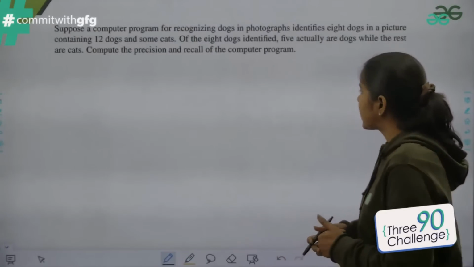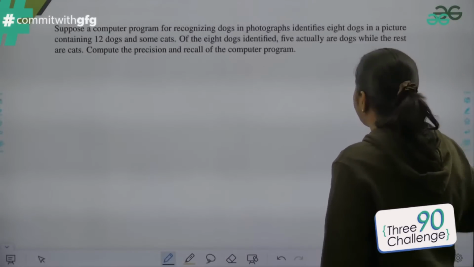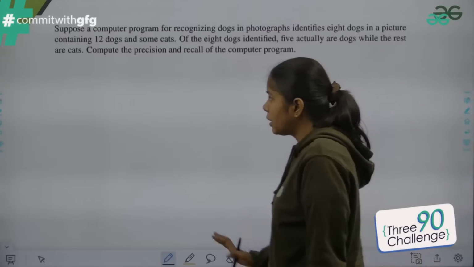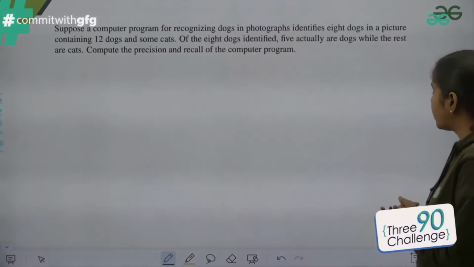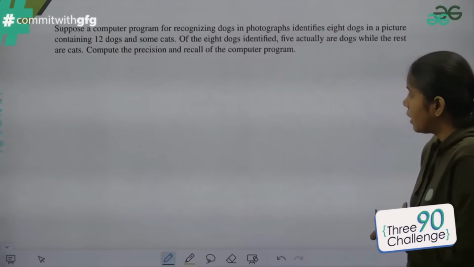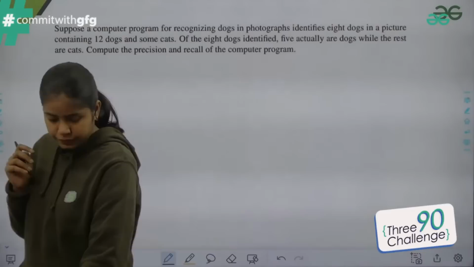So the question says that suppose a computer program for recognizing dogs in photographs identifies 8 dogs in a picture containing 12 dogs and some cats. Of the 8 dogs identified, 5 actually are dogs while the rest are cats. Compute the precision and recall for this computer program.